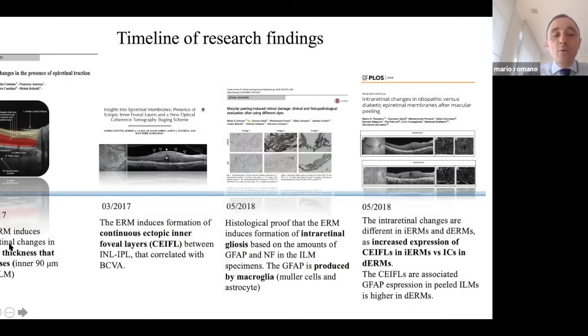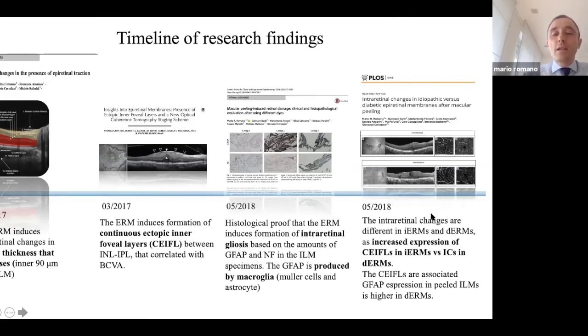In 2017, we published this paper looking to the intraretinal changes in the first 90 micron from the ILM, so in the ganglion cell complex thickness. And then Andrea Govetto published the paper in the same year. He called this increasing thickness continuous ectopic inner foveal layer. And then we had a histological proof that this increase of thickness was related to the gliosis and to the activation of Mueller cells increasing the GFAP, that is an intermediate filament.